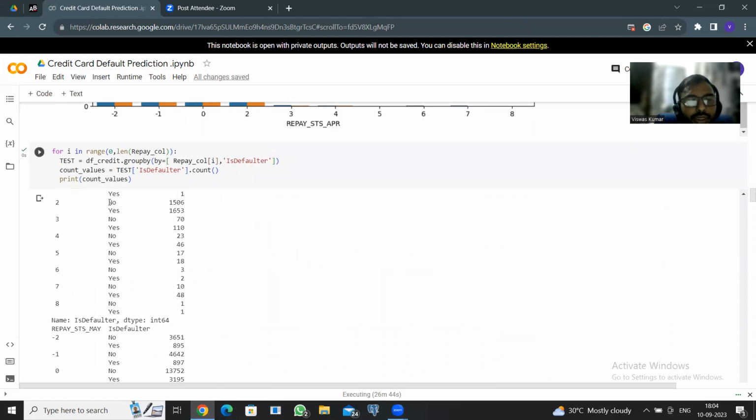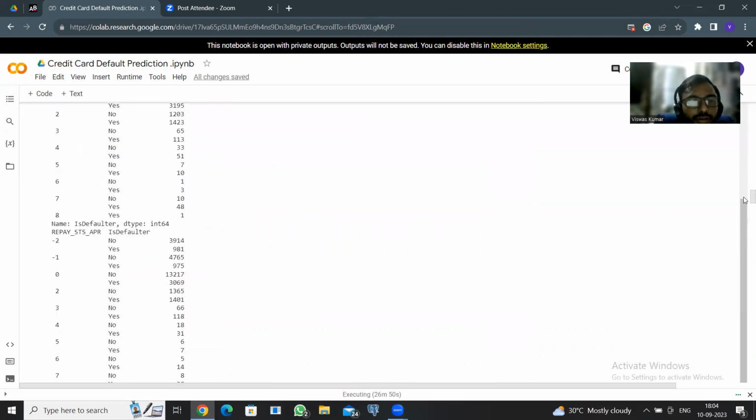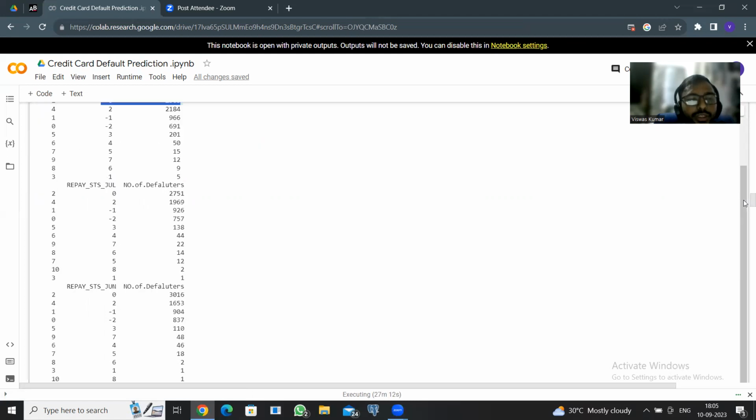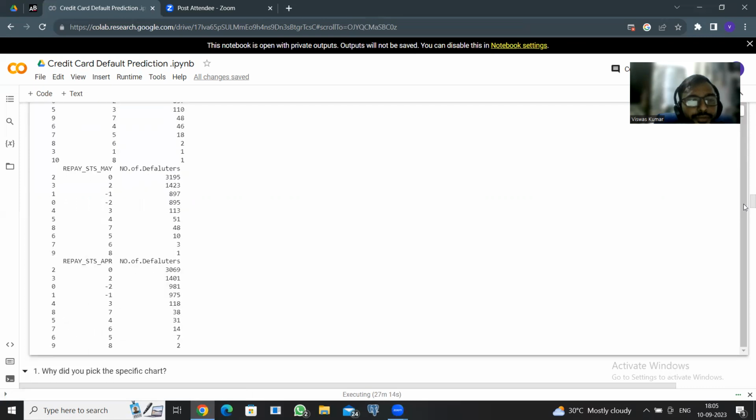So here we can see, using the group by function, the numbers of the repayment status. With this function, we can see the number of defaulters. In August, the highest minimum, those who paid the minimum due, is around 2500 customers who have defaulted. So likewise, we can see the numbers here for every month.